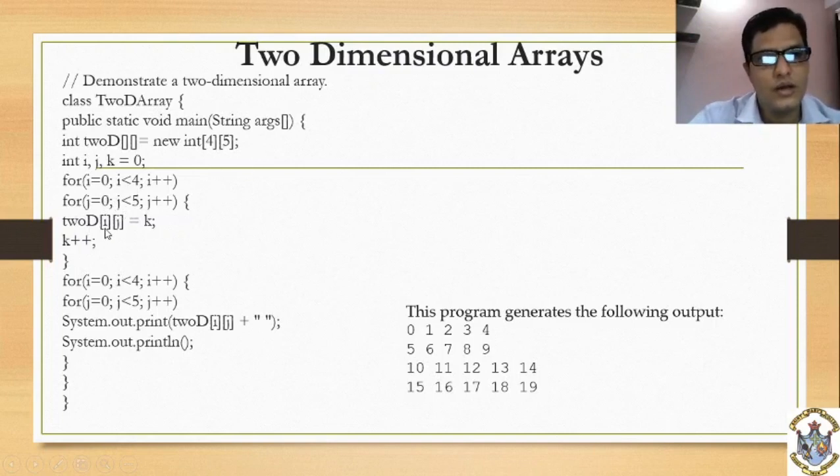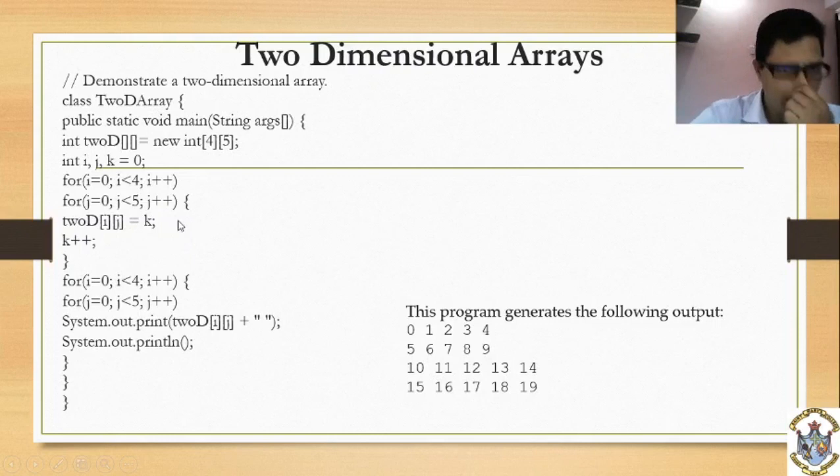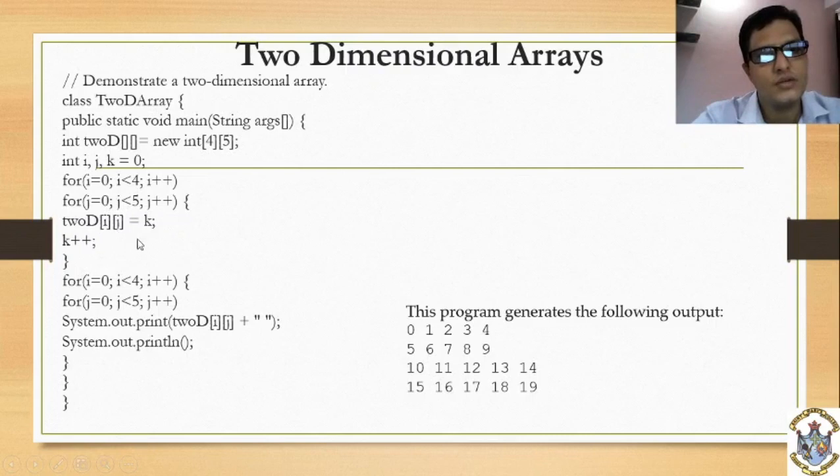So 2D of i j. What is the i j value? 0, 0. At the 0, 0 location, what are you storing? 0 value, because k consists of 0, right? Next, you are incrementing the k value. Now k becomes 1. Now it will come to the j incrementation. j becomes 1, 1 less than 5. At the 0 1 location you are storing 1, and it comes here, 0 2 location you are storing 2. It comes here, 0 3 location you are storing 3. It comes here, 0 4 location you are storing 4. It comes to 5, 5 less than 5.